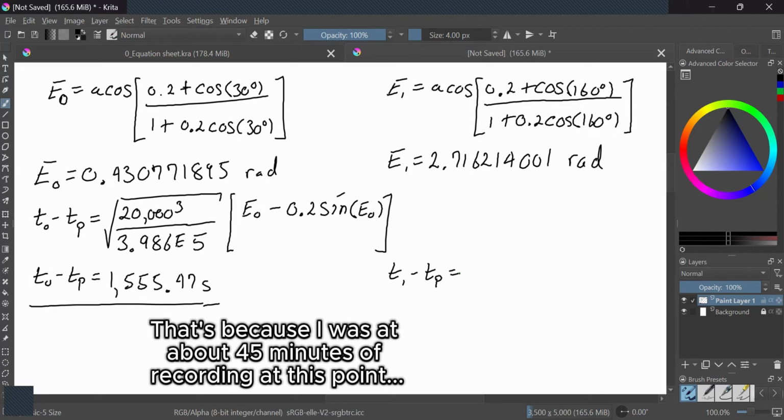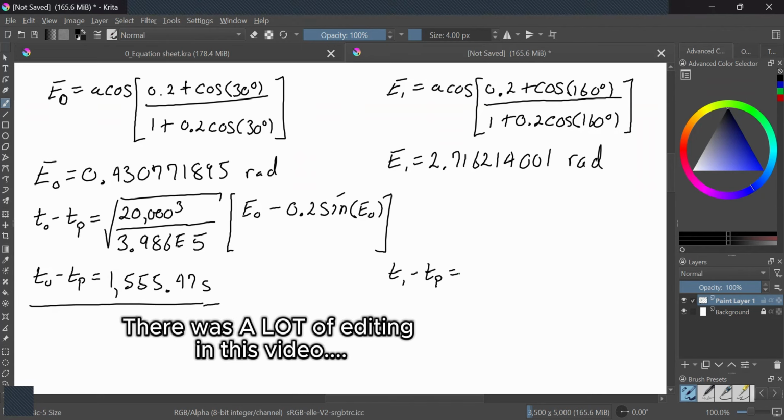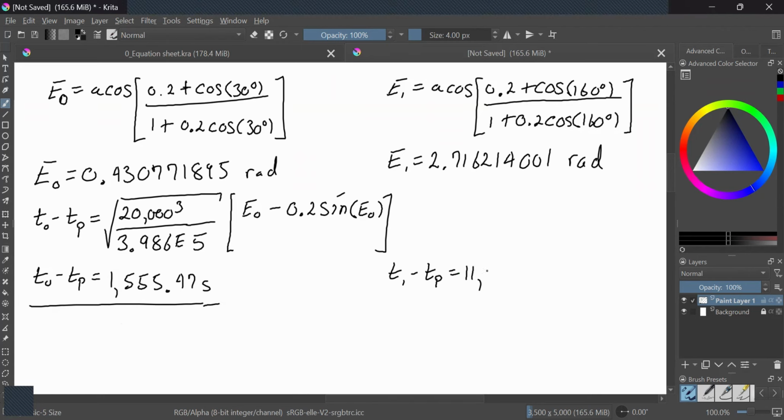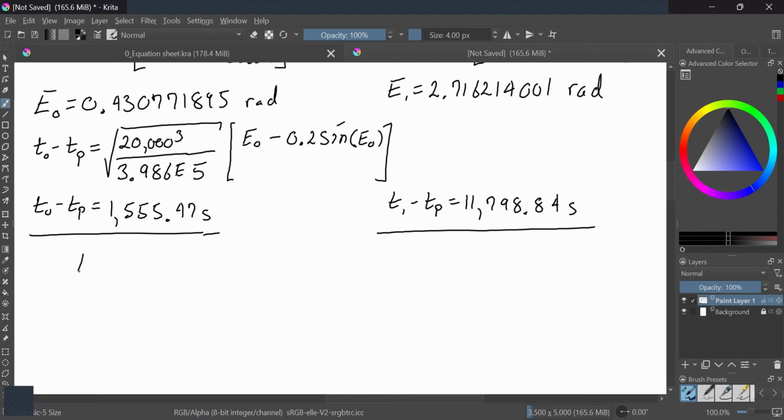Pressed for time. That will be 11,798.84 seconds, which will give us a delta T of 10,243.37 seconds.